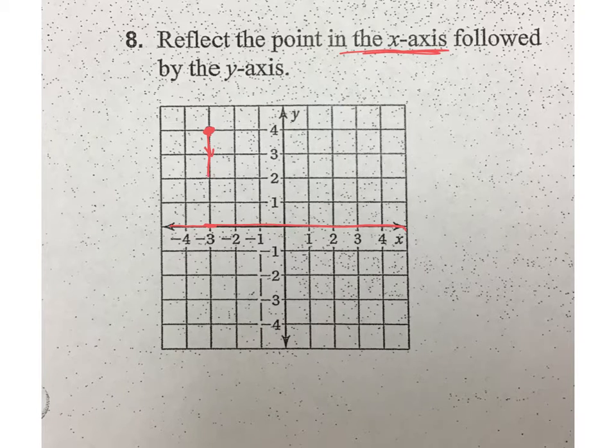So 1, 2, 3, 4. So it took me 4 to get from here to here. Now I got to go 4 more. 1, 2, 3, 4. There. That dot right there is the reflection of that dot across the x. But now we have to go over the y also. So I start here, go 1, 2, 3. 3 gets me to y. Now I got to reflect it, so I go 1, 2, 3. And so that dot is reflected over the y.